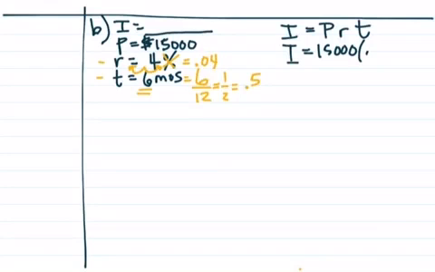The rate is 0.04, and the time in years is 0.5. So at this point, I'm going to pause the video, let you do your calculation, then push play to see if your calculation is correct.